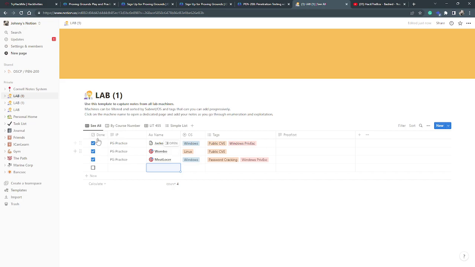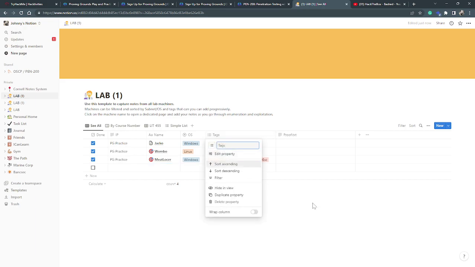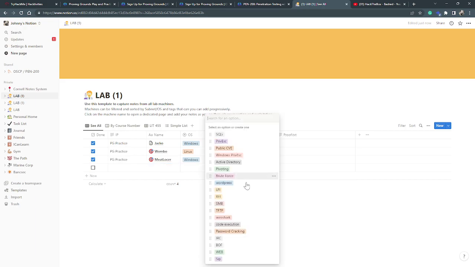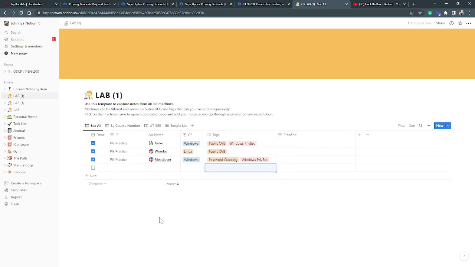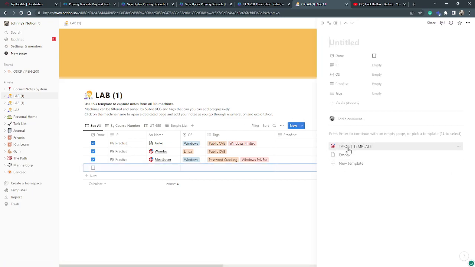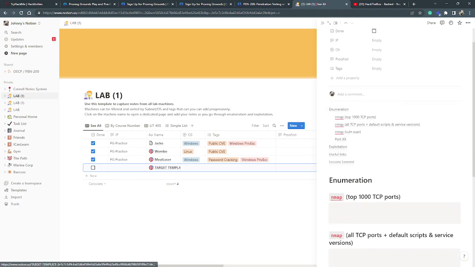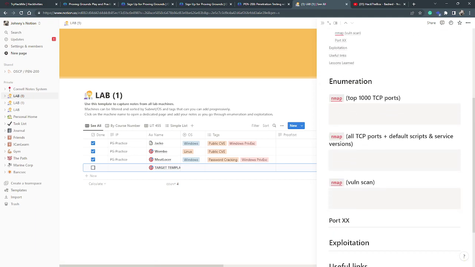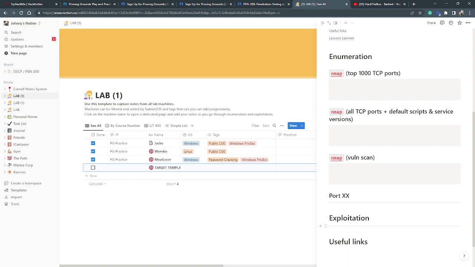So you have your done, your IP. These were PG Practice machines. So I just put PG Practice, the name of the machine, the OS, and then the tags. For the tags, I just put anything that I learned, right? So LFI, RFI, basically how you compromise the machine. So let's open it, and then boom, you're going to run through the target template, and boom, it'll run you through what you need to do to basically take notes.